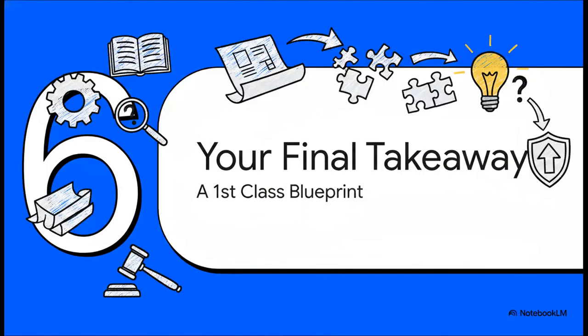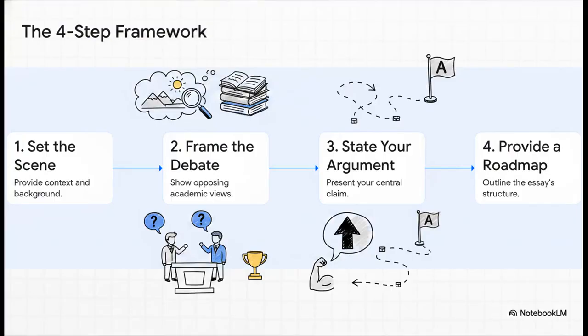Okay, so let's pull all of this together into one final takeaway. We've walked through the 4 essential components, and now we've got our blueprint for a first-class intro. It really just comes down to this 4-step framework. 1, set the scene. 2, frame the debate. 3, state your argument. And 4, provide a roadmap. You follow those 4 steps every single time, and you're going to have an introduction that is structured, credible, and seriously impressive.